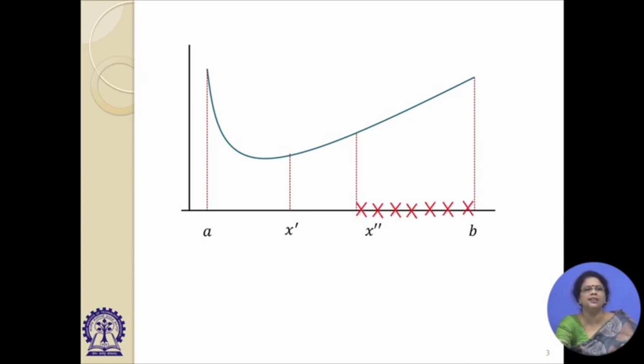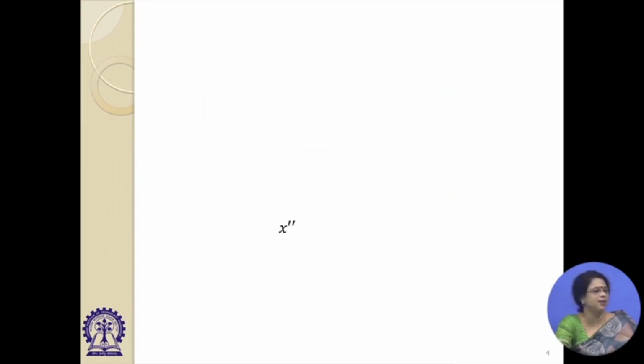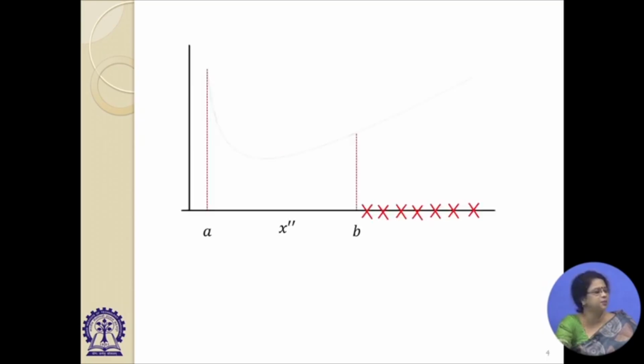In the next iteration, we will have the lesser sized interval of uncertainty. That is why the next interval of uncertainty would be a to x double prime, alright. This was initial and this would be the next. Now, if this is the next level of uncertainty, then let us move to the next function.